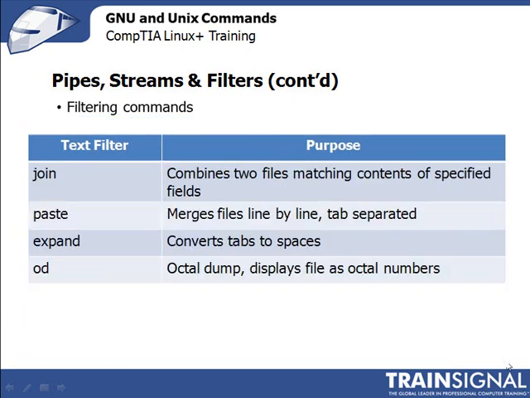Join combines two files by matching the contents of specified fields. Paste merges files line by line and it's tab separated. Expand will convert tabs to spaces. OD displays an octal dump, and that shows the files as octal numbers.